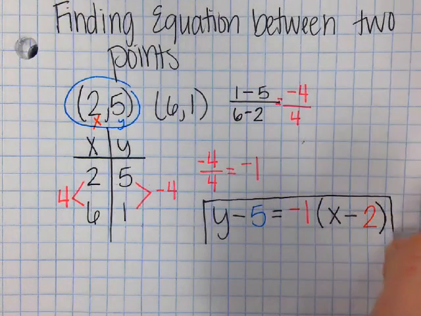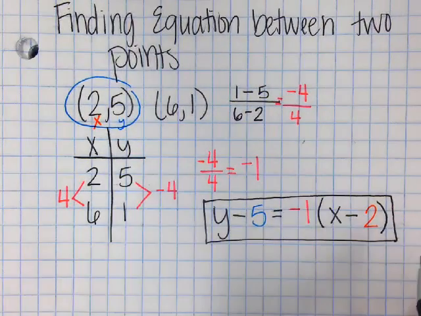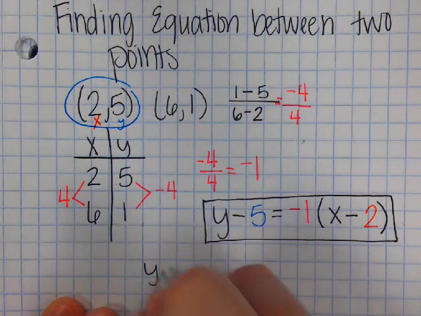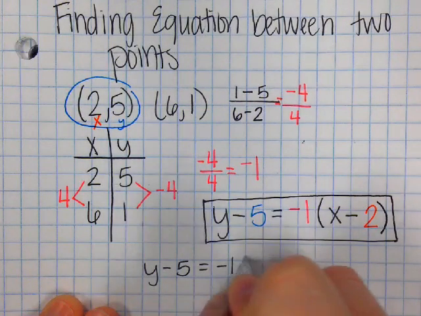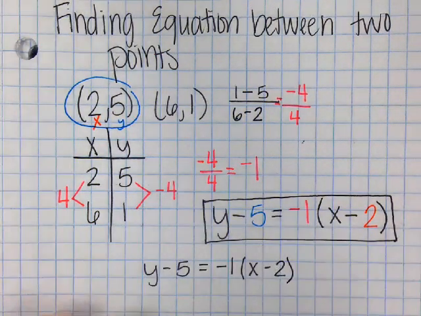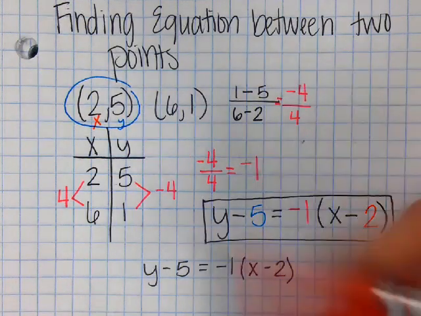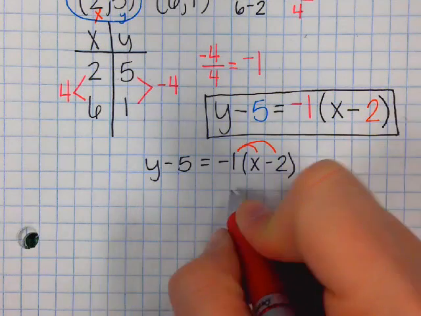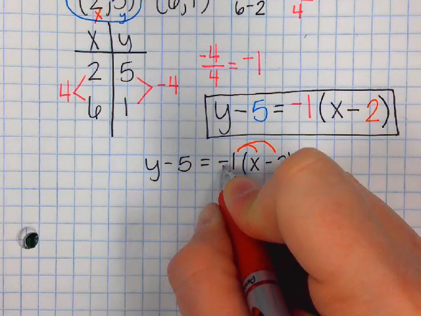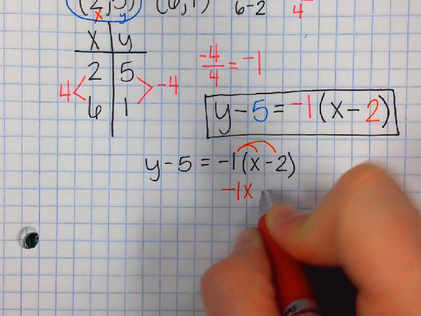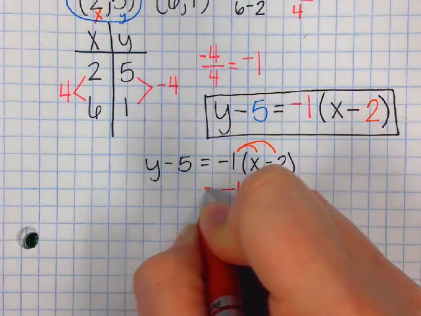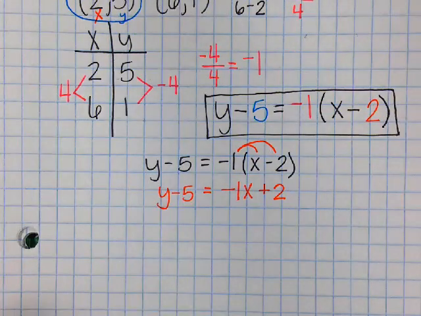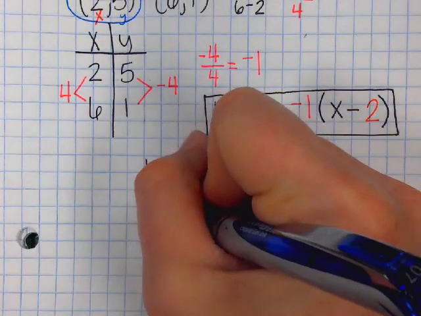Okay, so that's the point slope. Now I need to find the slope intercept. So I'm going to do those steps that I just told you about a minute ago. I'm going to take that equation, y minus 5 equals negative 1 times x minus 2. First thing you need to do is distribute. So negative 1 times x would be negative 1x. A negative 1 times a negative 2, a negative times a negative is a positive 2. Bring down the equal sign. Bring down the y minus 5. Okay, and then solve for y.